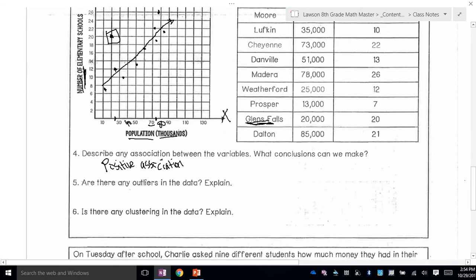And then, whoa, if we look at number 5, it says, are there any outliers in the data? It's kind of like I knew they were going to ask that question. Pretty interesting. So, again, we boxed in Glens Falls. We know that that's going to be our outlier. So, I'm going to write in Glens Falls here. And then you could put, they did not follow the trend.